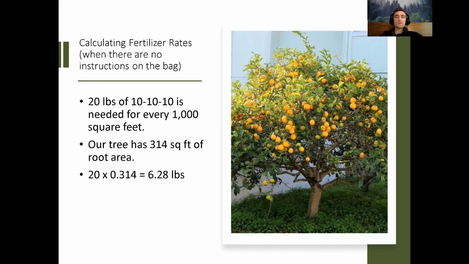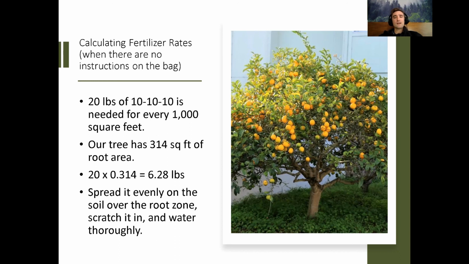If you multiplied by 1,000, you'd have 314,000 square feet times 20, you'll end up with a crazy huge number. That doesn't make sense. So always check your math with simple logic. And we take our 6.28 pounds, we want to spread it evenly on the soil over the root zone, scratch it in, and then water thoroughly.